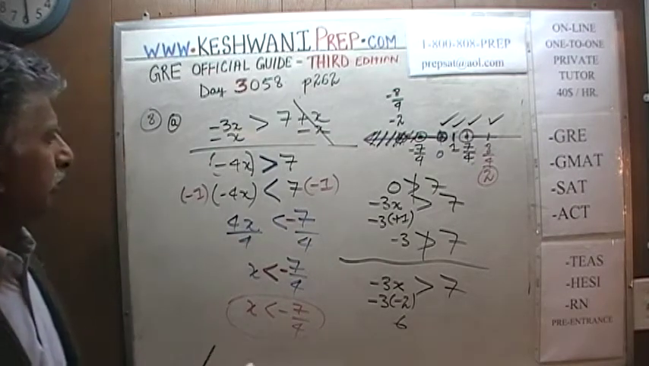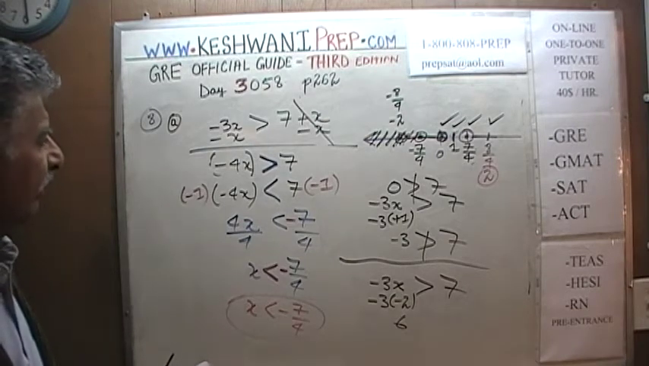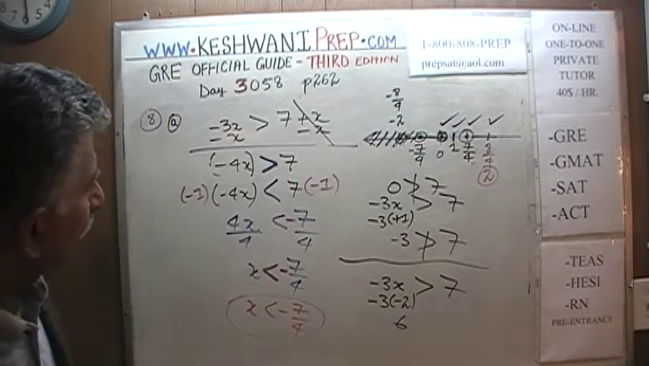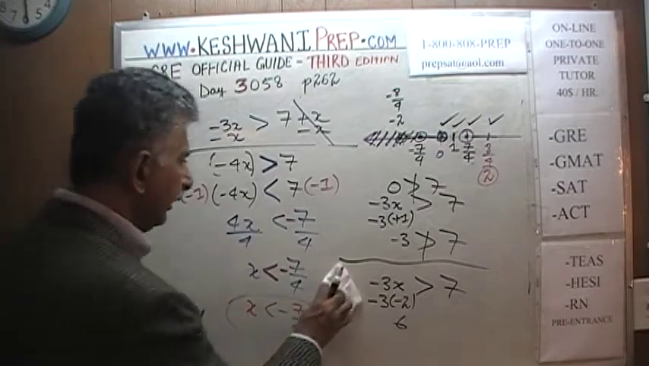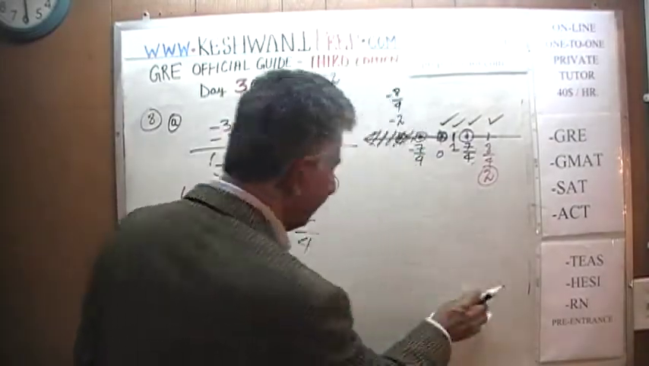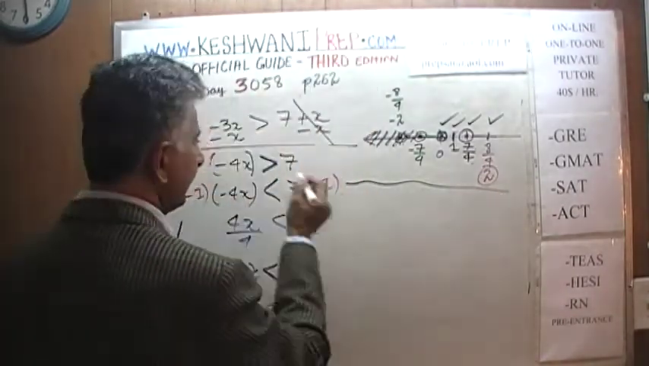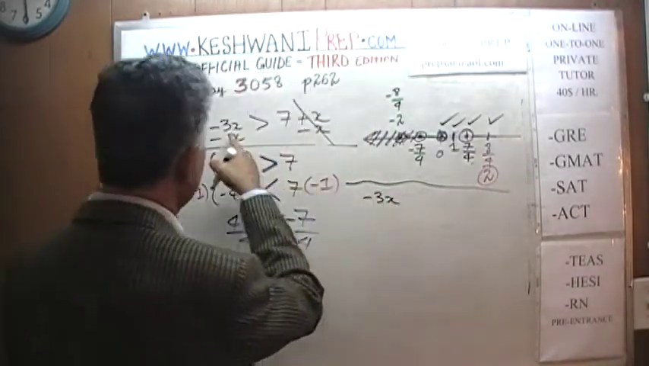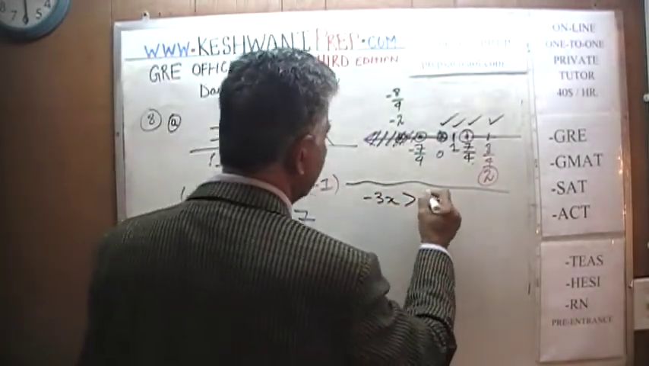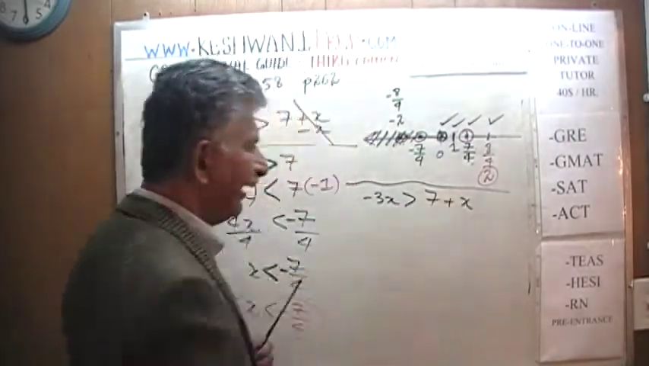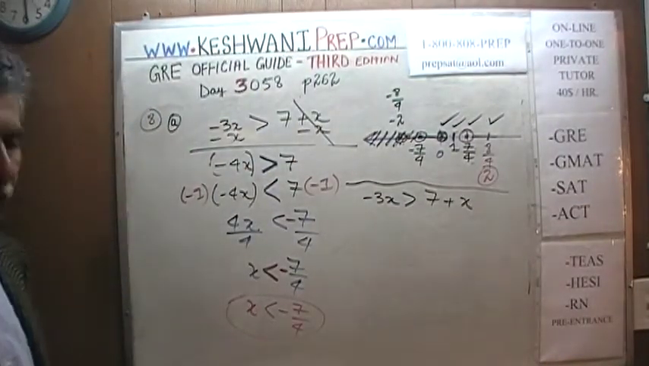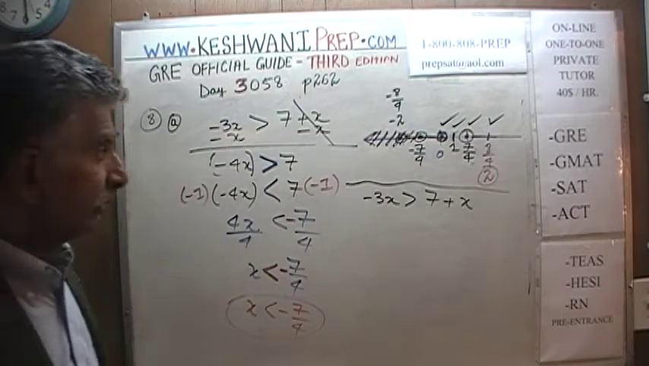Oh, last tip, all this time, all the verification that I have been doing was also wrong. I am not paying attention at all. Let's start the verification again, and this time I'm going to pay attention. This is the equation, negative 3x, we are told, is greater than 7 plus x. I have been leaving the x out so far, every time. Let's start the verification very quickly. I'm not going to rewrite everything.